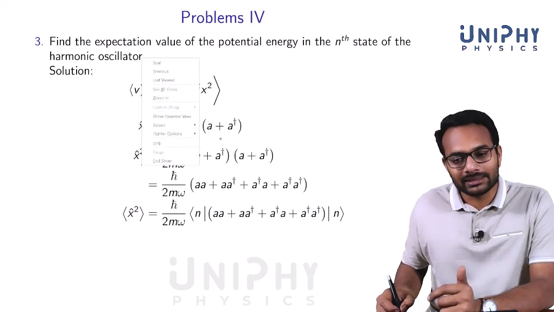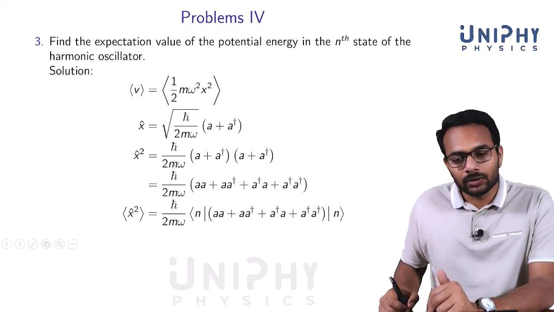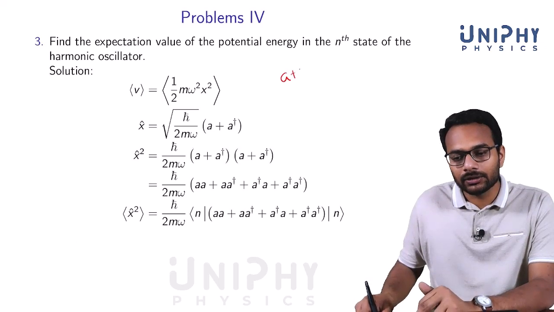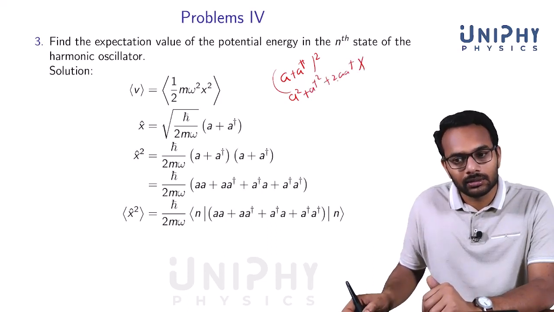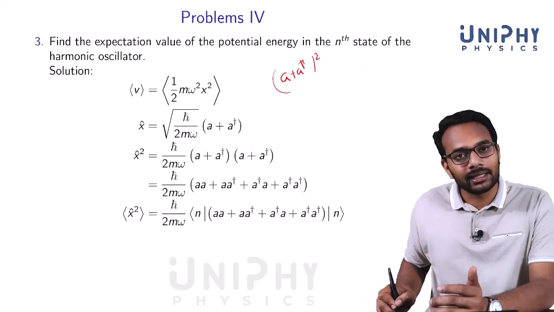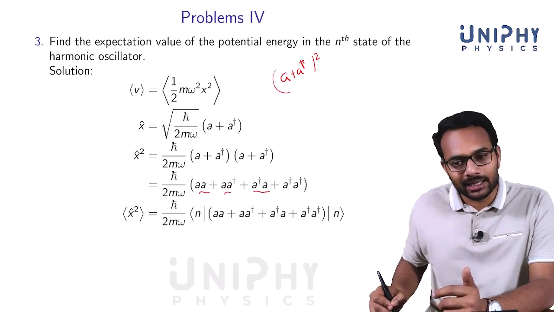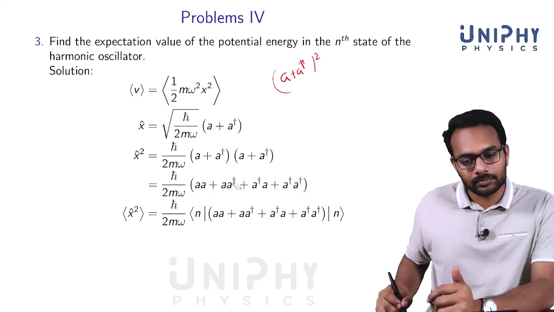For x cap square, you have h cross by 2 m omega coming here. But when you do a plus a dagger square, you have to be careful, because you cannot simply write a square plus a dagger square plus 2a dagger a. This is wrong, because they don't commute. You have to write a dagger a and a a dagger separately. So this is a square, plus a a dagger plus a dagger a, plus a dagger square, and that's fine.